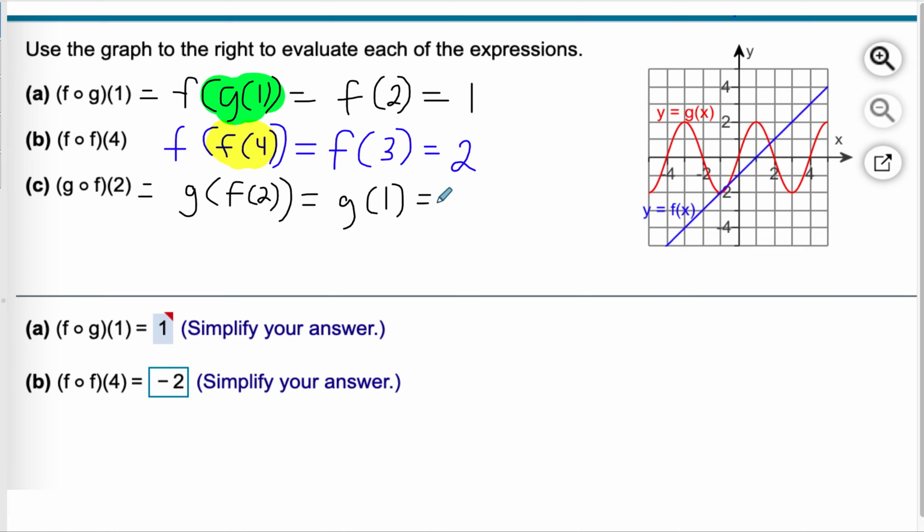Now we're going to take this g of 1 value, well, we go to the x-axis, go to 1, then we go to the red graph, the g graph, and the answer is 2. None of these answers have anything to do with each other. We're just using composition of function notation. What is this value at g? And then whatever that value is, plug it into the f function. What is this value at f? Whatever it is, plug it into the f function. What is this value of f? Plug it into the g function. I hope that helps.